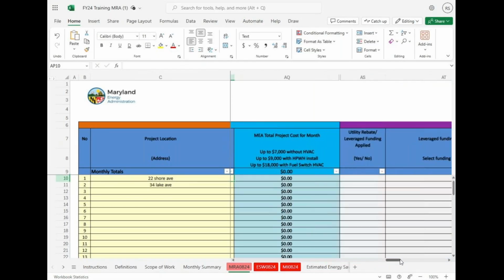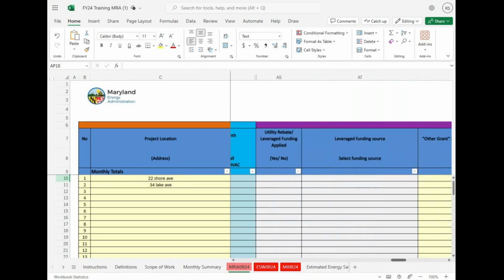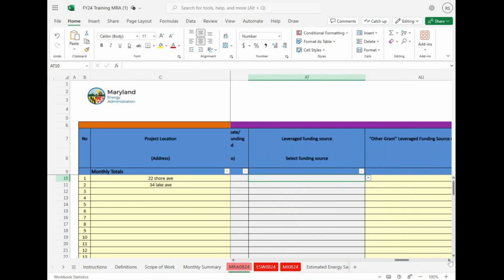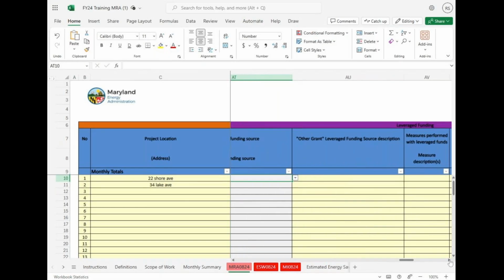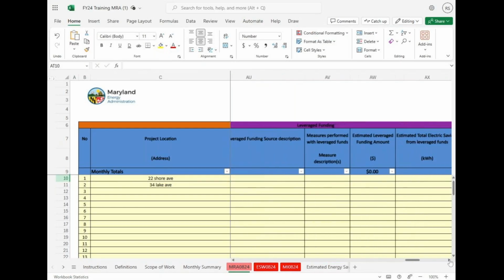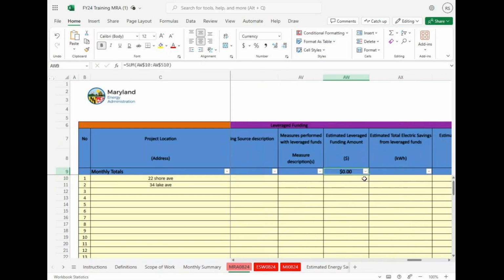All right, so then as we move across, just let us know if there were any utility rebates or leverage funds. Most of you know that there are other corporations that are helping, so please let us know if they are and how much, things of that nature. See the amount here, please give us a number.